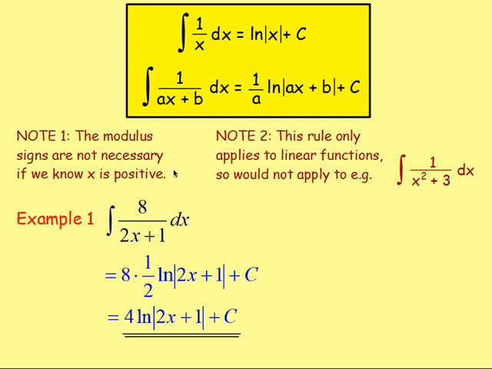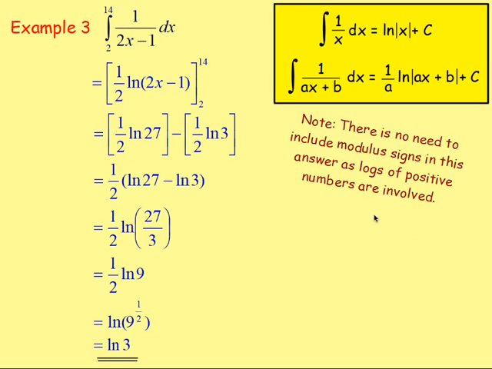Note, 2 notes, the modulus signs are not necessary if we know x is positive, and also that rule only applies to linear functions. So it wouldn't apply to the likes of this because you've got your quadratic on the bottom. Integrating then, if you integrated 8 over 2x plus 1, you can imagine that is 8 times 1 over 2x plus 1. So the 8 will stay. 1 over 2x plus 1 goes to ln |2x plus 1| with the modulus signs. But remember, you have to divide by the derivative of that part. So you divide by 2. And then you can simplify it and get your answer. Obviously, put in your plus c.